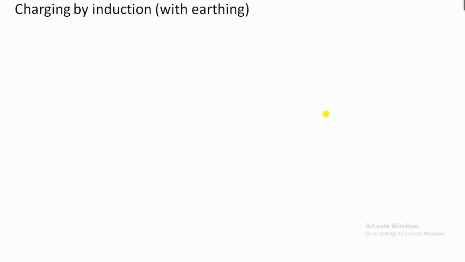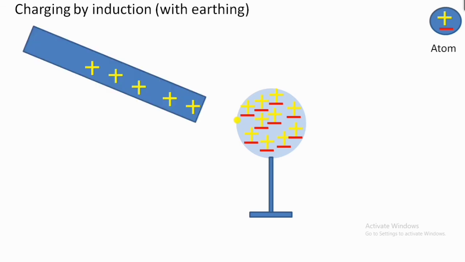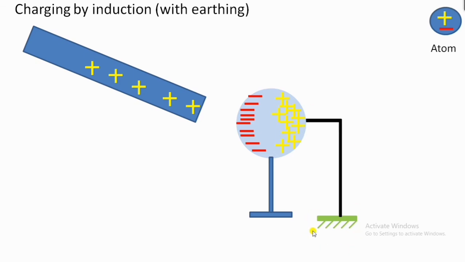Now next is charging by induction with an earthing wire. We will take a sphere on an insulated stand. We can represent an atom by plus minus sign like this, and this sphere consists of a large amount of atoms like this. Now we bring a positively charged rod. Negative charge gets attracted towards this side, positive charge gets repelled. Now we connect this side to the earth, and earth is always hungry for charge. You can give any amount of charge to the earth and you can take any amount of charge from the earth.